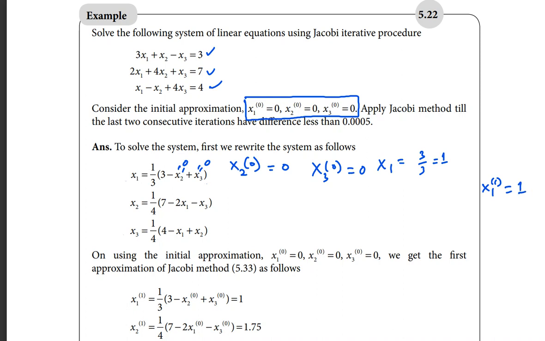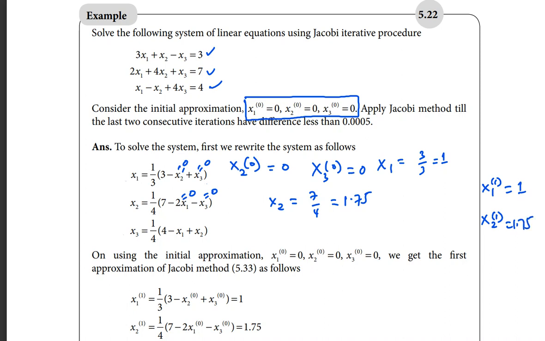I'm going to do the same for x2 also. For x2, you know that x1 is 0, so I'm going to have 0, and x3 is also 0. I'm going to have x2 equal to 7 on 4, which is the same as 1.75. So the first approximation for the second variable will be 1.75.